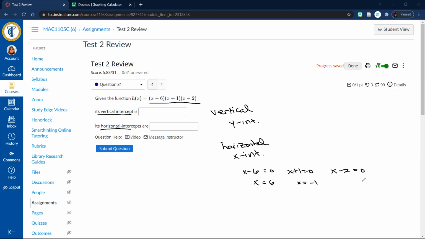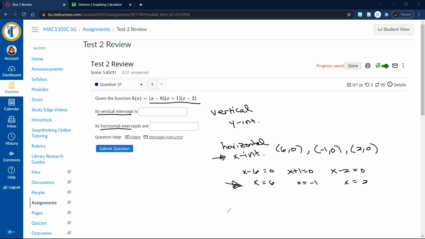So your x is 6, negative 1, and 2. Remember, these are intercepts, so it's (6, 0), (negative 1, 0), (2, 0). If it just wants the zeros, you stop at the x values. If it wants the intercepts, you go here.